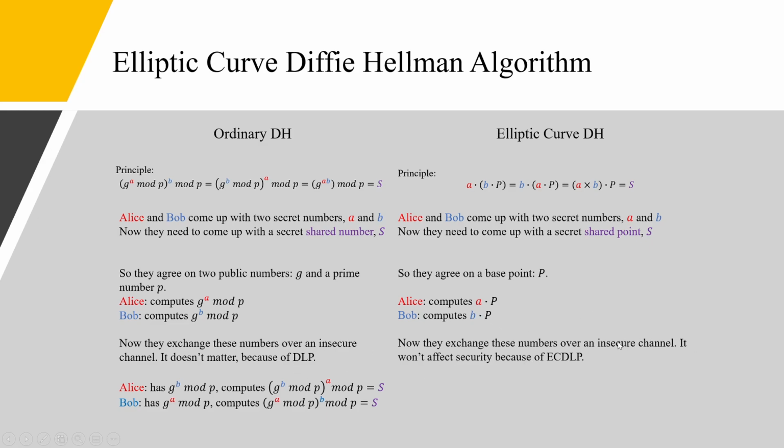So they exchange these numbers over an insecure channel, and it won't affect security because it is impossible to retrieve A and B from whatever Alice and Bob send. That is the ECDLP. So Alice, whatever she receives from Bob, she takes that and she computes A. She takes the scalar multiplication of A with whatever point she receives, and she gets S. Bob does the same thing. He receives something from Alice. He takes the scalar multiplication of that point, and he gets S.